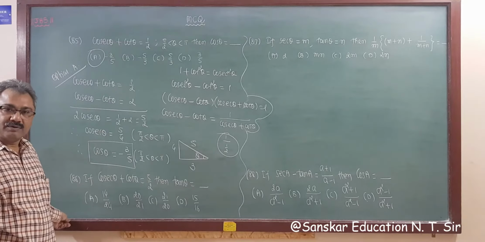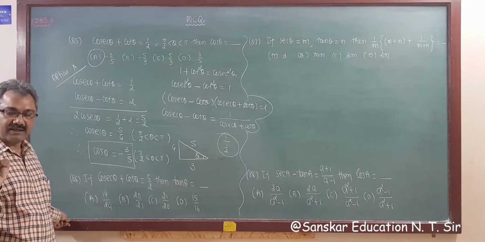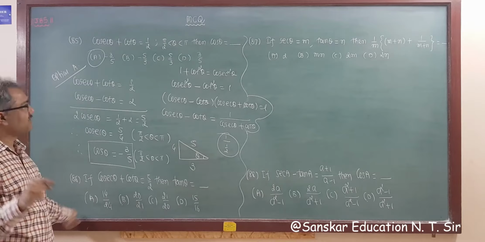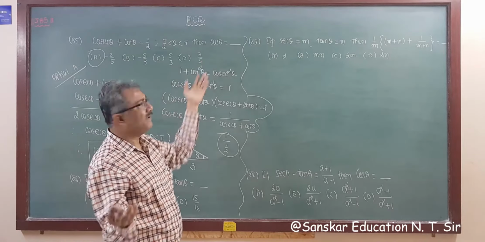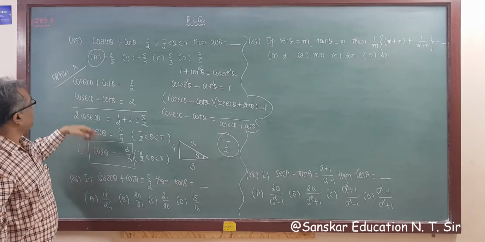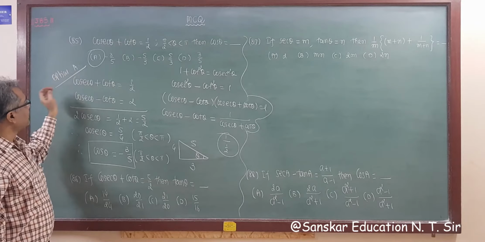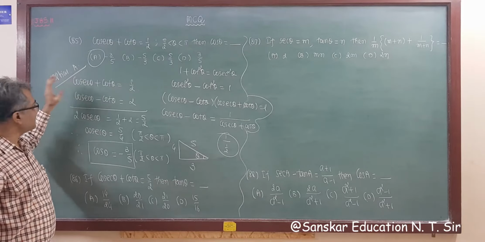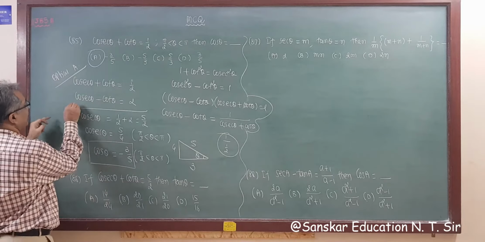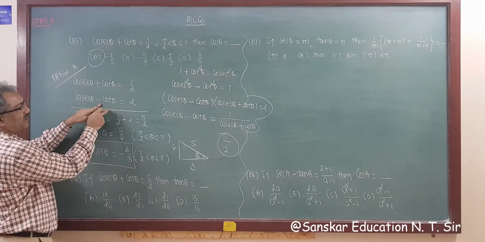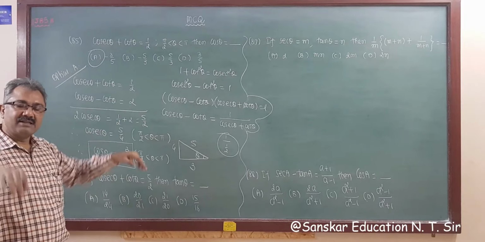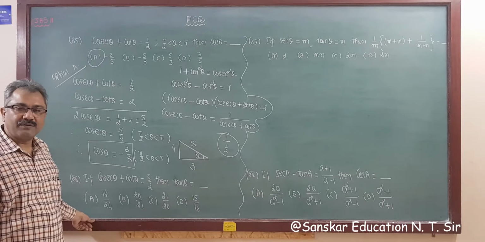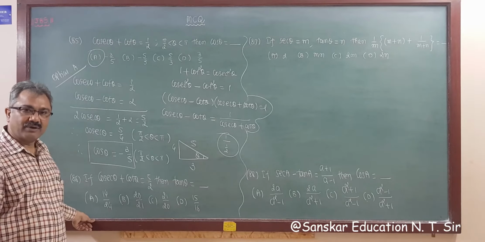Right? Now, listen to one more thing. Suppose this is given and I am asking tan theta. Then you can find tan theta very easily. Instead of adding, subtract this. If we subtract, then 2 cot theta is half minus 2, and you can take the reciprocal of cot, that is tan.